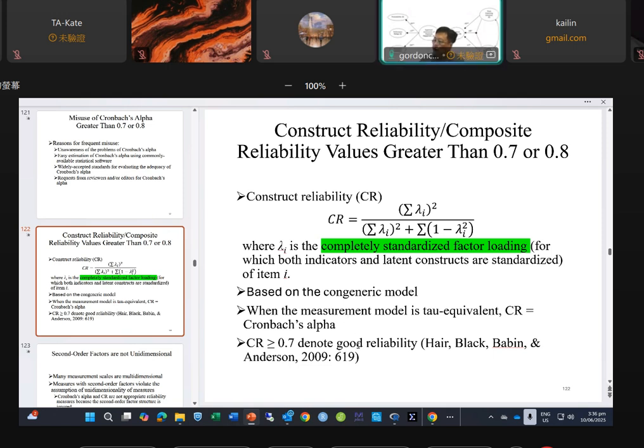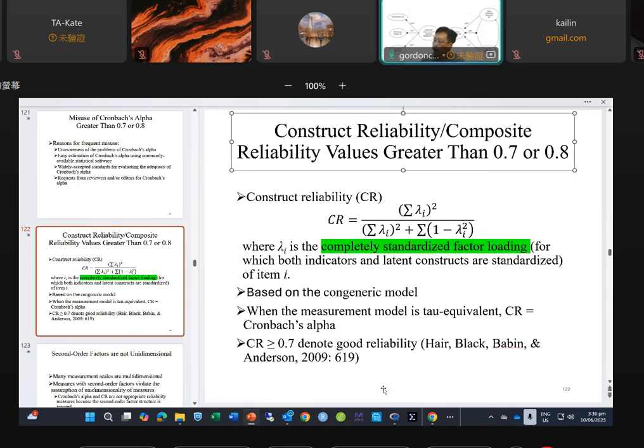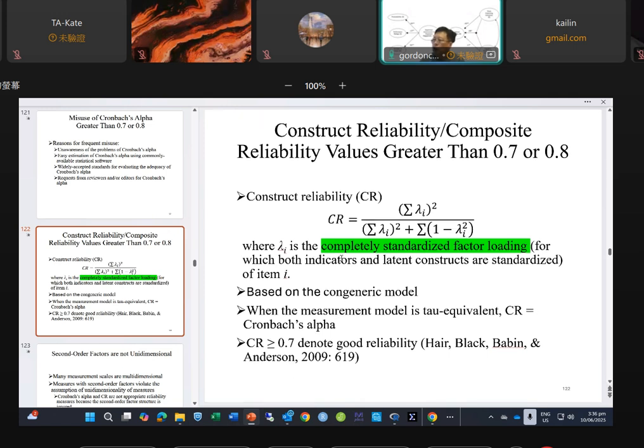The criteria, this is the citation, okay? We use 0.7 as well, 0.7 or 0.8 for construct reliability. So now you have two measures of reliability, construct reliability and Cronbach's alpha.